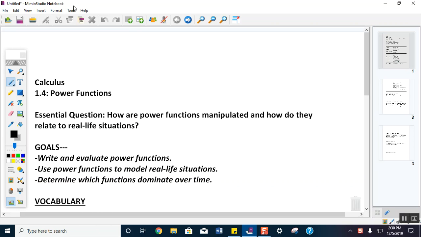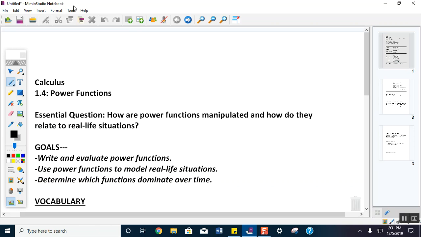Instead of our exponent being some kind of a variable, our functions are going to be what's known as a power function. So the power is going to be some number that we're going to work with today. Let's make sure we understand the difference here. I'm going to put two functions up here.